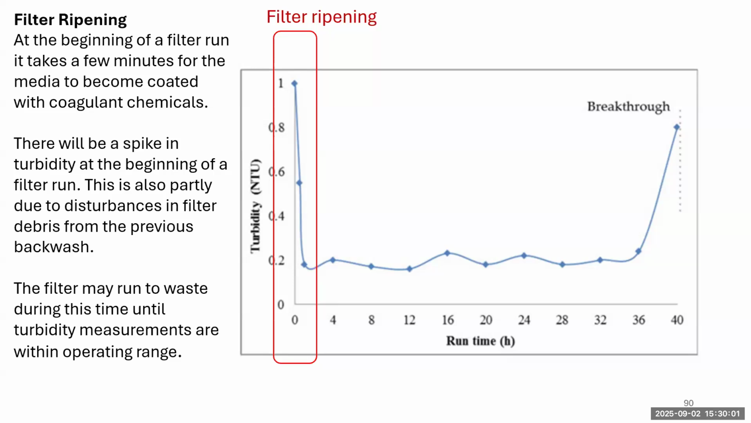And then you notice at the end, after 36 hours of filtering, the turbidity starts to increase. So it's breaking through. That filter is loaded up, and some of the turbidity is starting to come through. And so you end the filter run and initiate a backwash. You would probably initiate the backwash based on something else, like head loss over the filter, or a change in pressure.